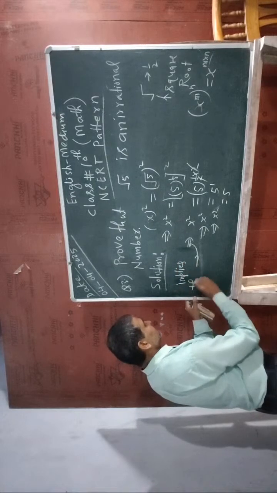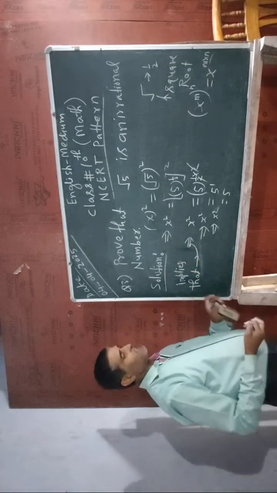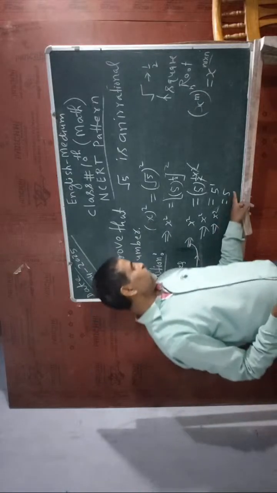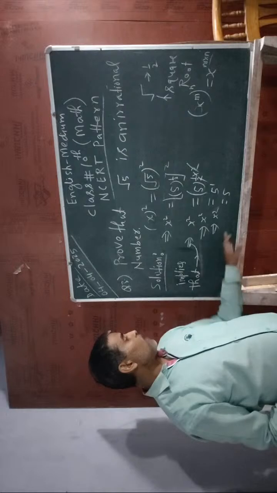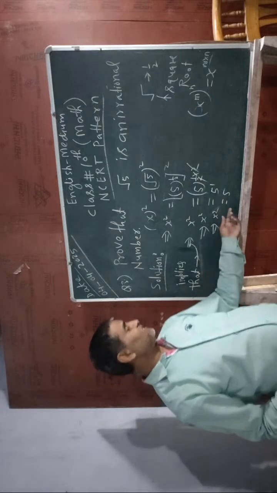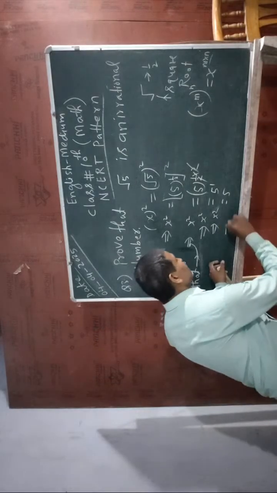This simple one implies that x square is equal to 5. So this is the required concept. Now I am going to solve this one, because we can write it like this.